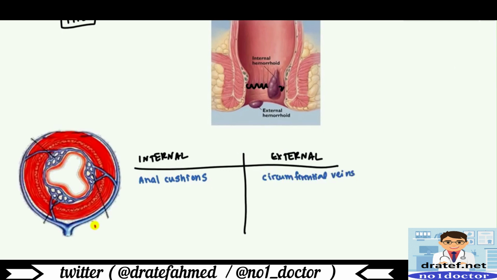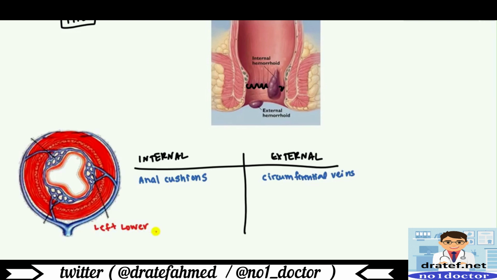Here, I've drawn a diagram of the actual blood supply of the internal and external canal. What you can see is these plexuses, 1, 2, 3. These 3 plexuses are the anal cushions that are found here in the internal canal. And out here in the external, this is the circumferential vein. This is the major site of pathology when we start talking about hemorrhoids.